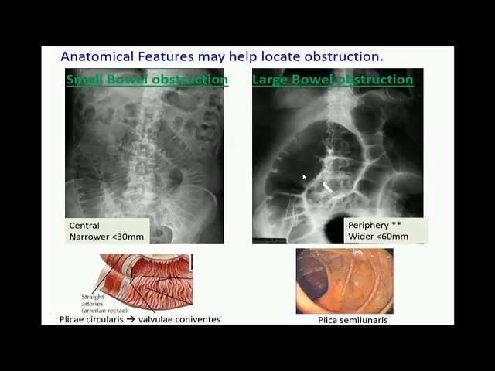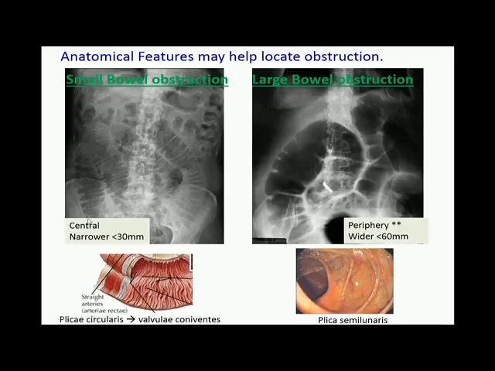Now, the location of the obstruction can be identified using radiographs. Some of the anatomical features might help you to some extent, not always. Classically, if there's obstruction in the small bowel, distal to the small bowel, it will cause distension of the small bowel. Characteristically, the small bowel is in the central abdomen region, so you will see distended bowel loops in the central abdomen on an X-ray.